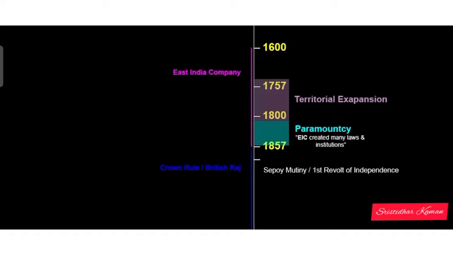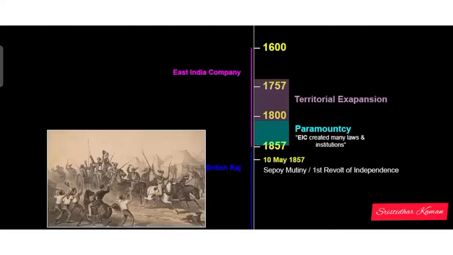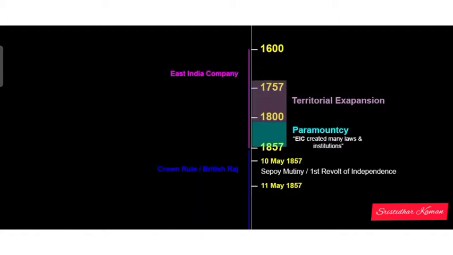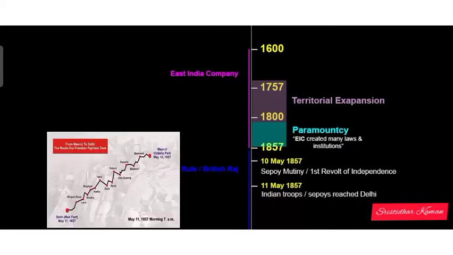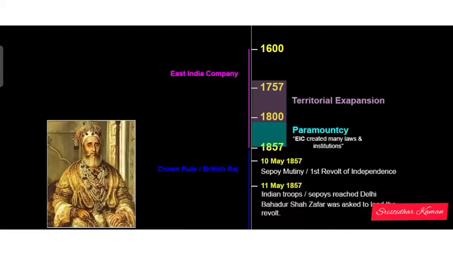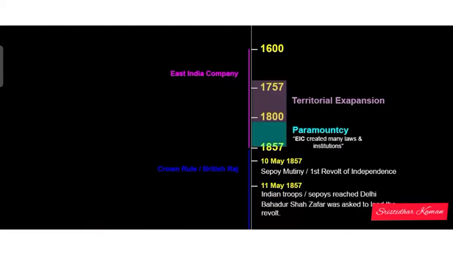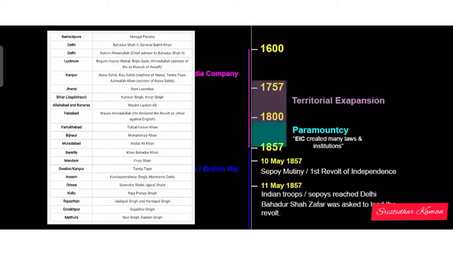On 10th May 1857, in the town of Meerut, a mutiny erupted among the Indian troops of the East India Company's army. Next day, that is on 11th May 1857, early morning, the Indian troops reached Delhi and asked Bahadur Shah Zafar to lead them. Here are the names of the Indian leaders who are associated with the revolt of 1857.